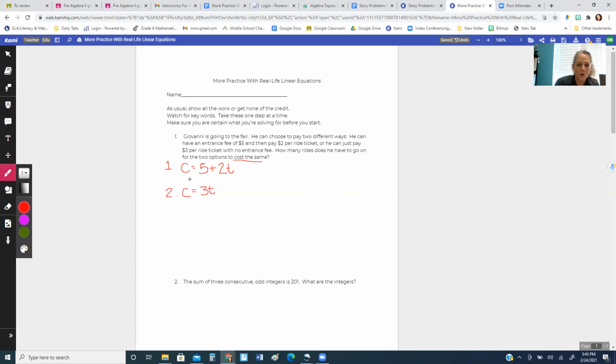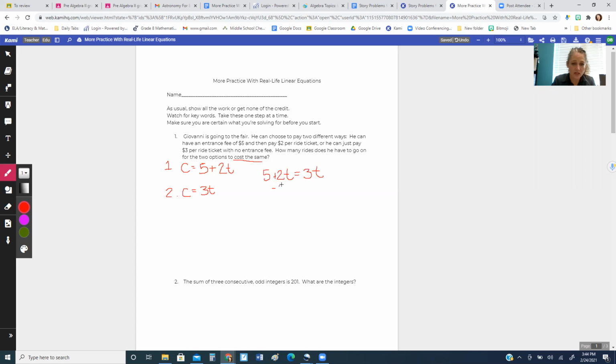Okay, so at what point are the costs the same? So we want cost to equal cost. So cost is 5 plus 2t, and we want it to be the same as this option, which is 3t. Okay. So I've got t's over here. I've got t's over here. We need to combine some like terms. So let's do that.